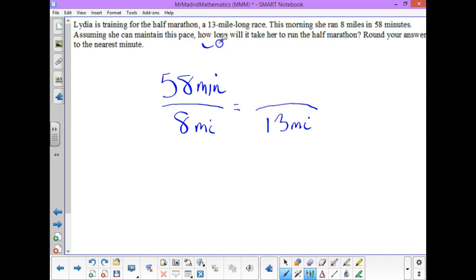Well, good old X seems appropriate there. And once you do that, then you can go and continue with the math and set that up. Okay, so let's go ahead and cross multiply here. 58 times 13 equals 8x.